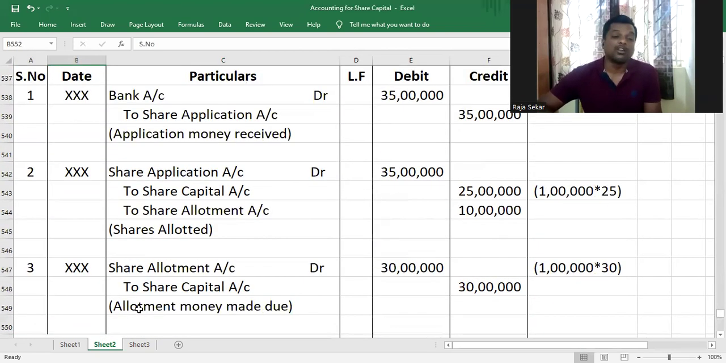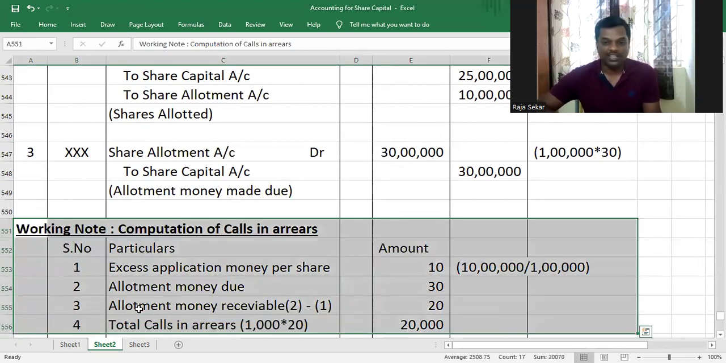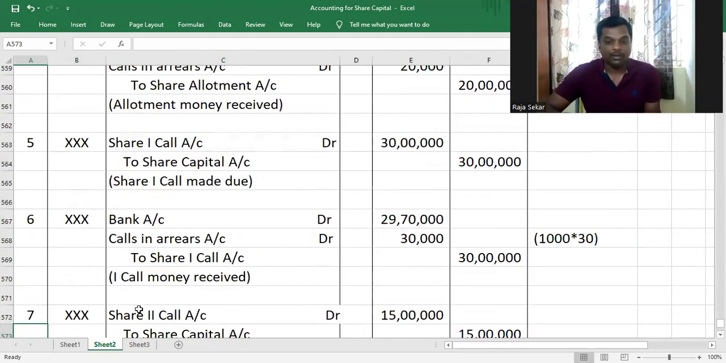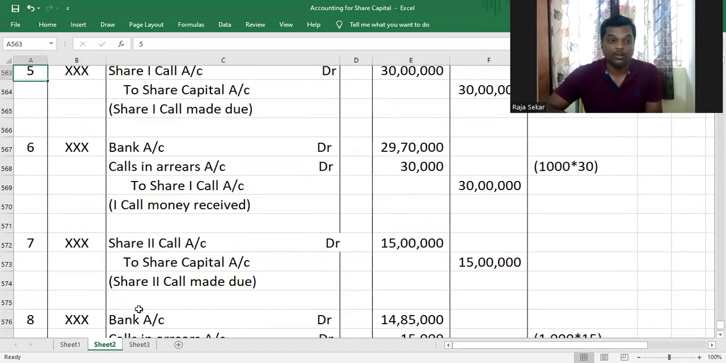The most important thing that we learned in this video is this working note. The working note that we're supposed to prepare when there is excess application money available against a certain call and some shareholder has defaulted payment of that particular call. Then we'll have to do this working note in order to find the calls in arrears of that particular shareholder in that particular call. If there is no excess application money available, computation of calls in arrears is the same as how we used to compute it in the previous problems, whether it was pro rata allotment or not.